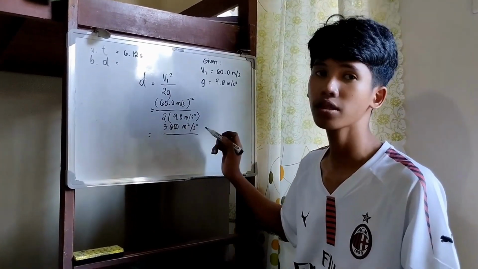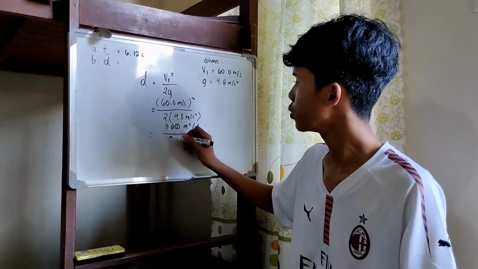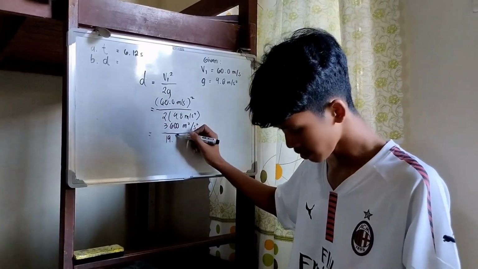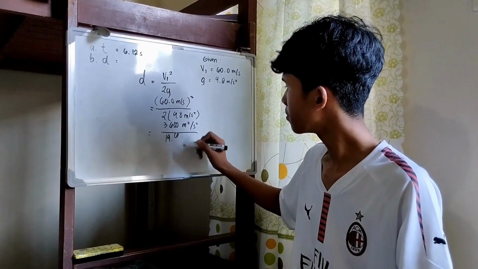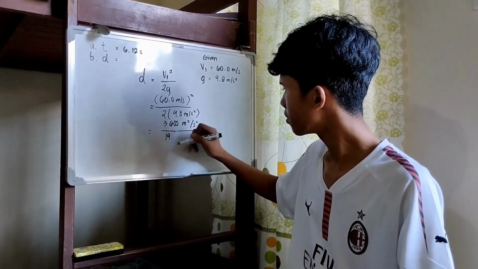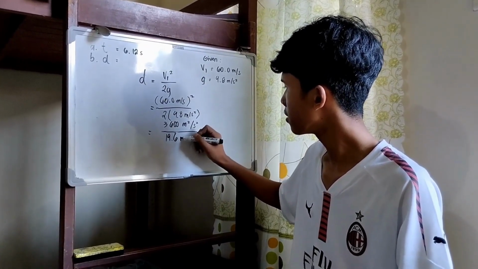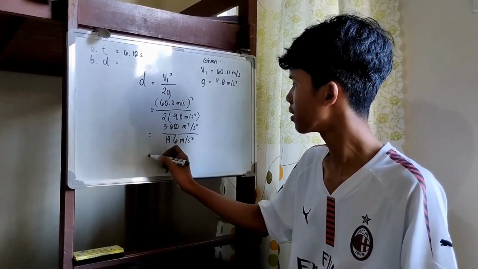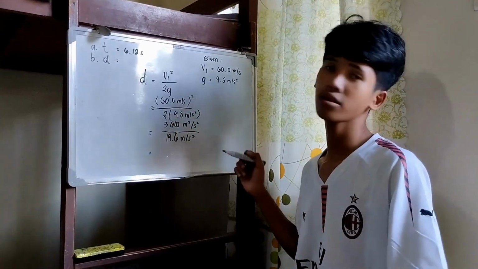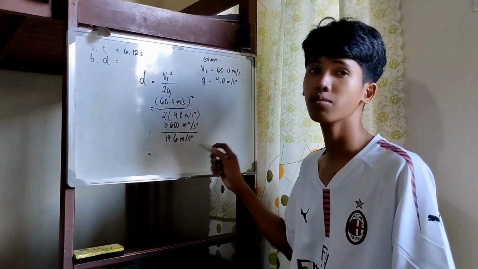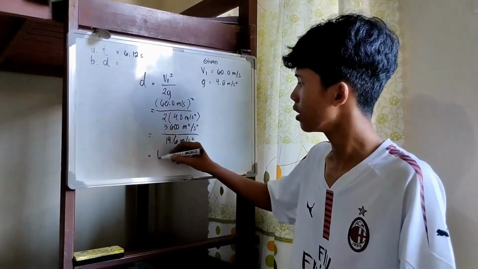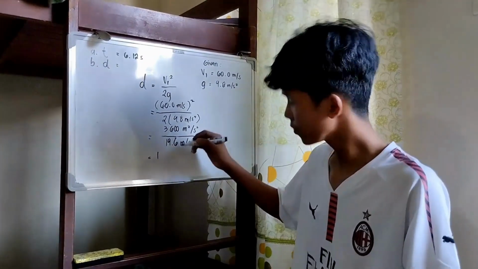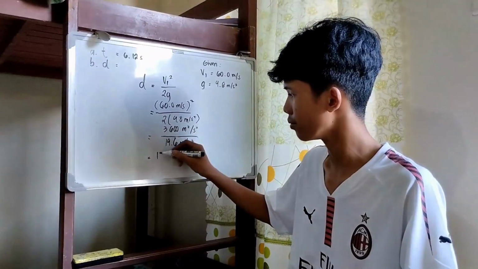And then 2 times 9.8 is equal to 19.6 meters per second squared. And then 3,600 divided by 19.6 is equal to 183.67.